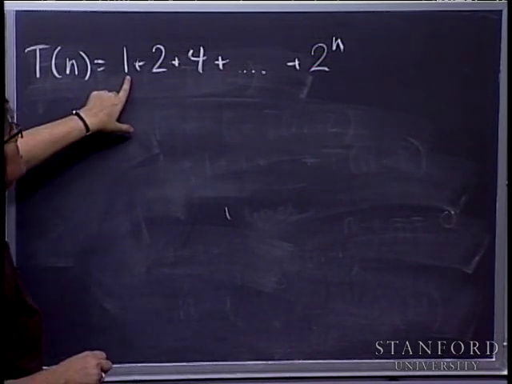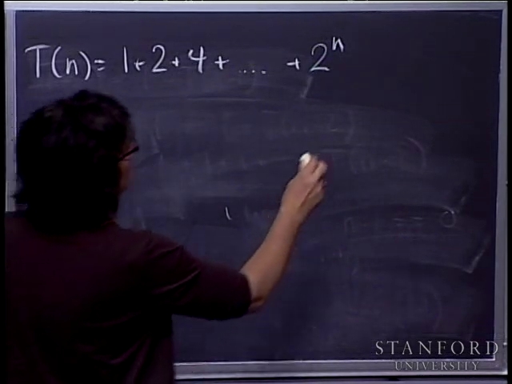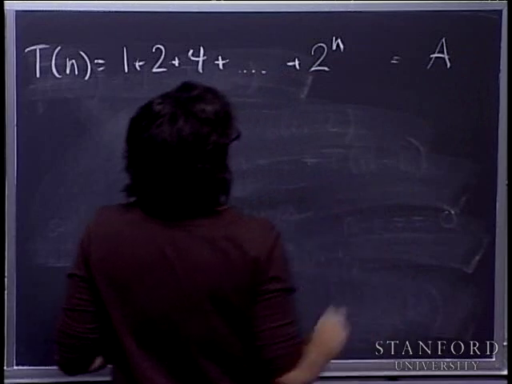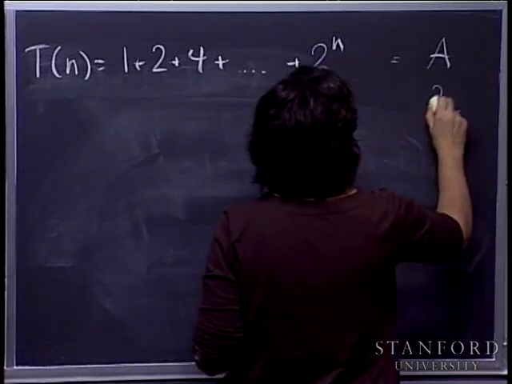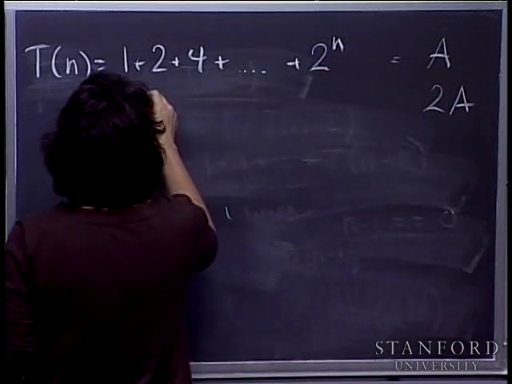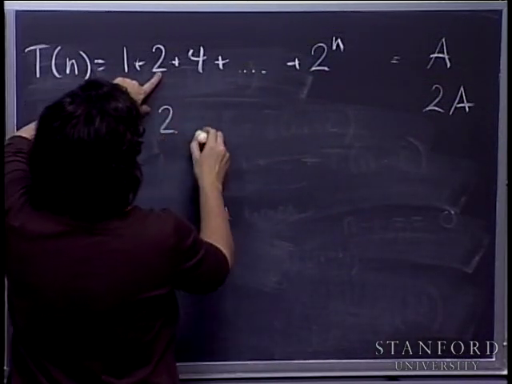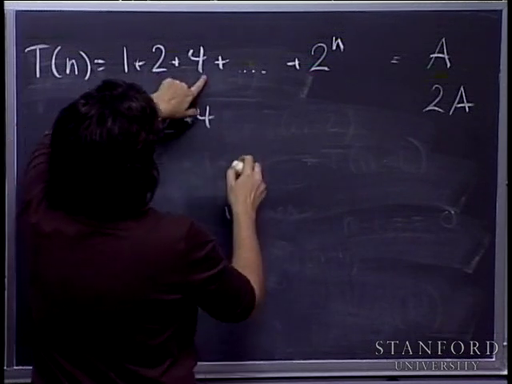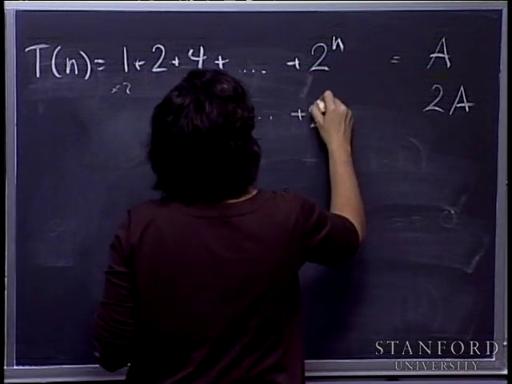So I've got the powers of 2, 1 plus 2 plus up to 2 to the n. That's the term I'm looking for. I'm going to call this A, just to mark it. And then what I'm going to compute for you is what 2 times A is. I'm going to write it underneath. So if I multiply this by 2, I'd have 1 times 2, which is 2, 2 times 2, which is 4, 4 times 2, which is 8, and so on.